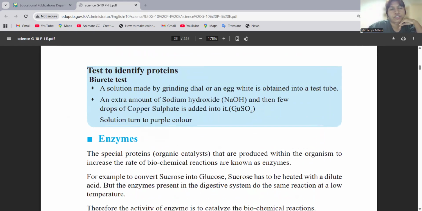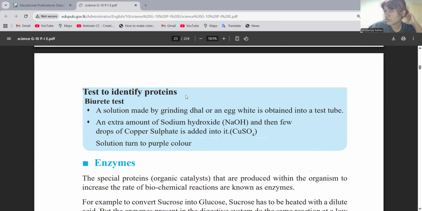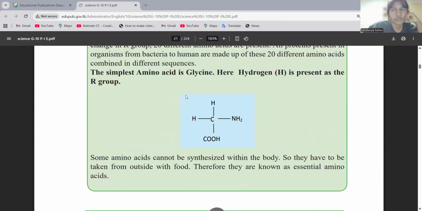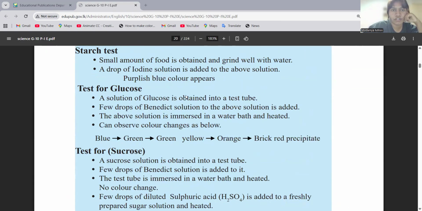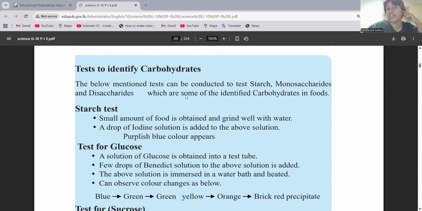So you can use a test to identify proteins. I hope you guys remember what we did for carbohydrates. Oh, I think I didn't do the test to identify carbohydrates, right? So let me walk you through it. For the test to identify carbohydrates, this differs from compound to compound. So for carbohydrates, there are three tests: the starch test, the glucose test, and the sucrose test.